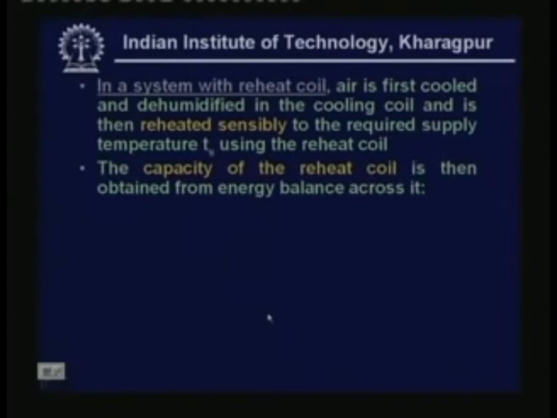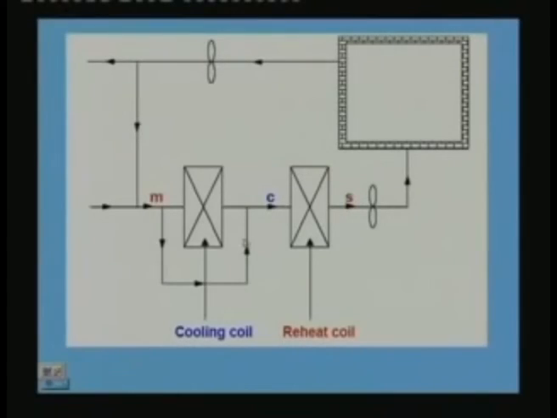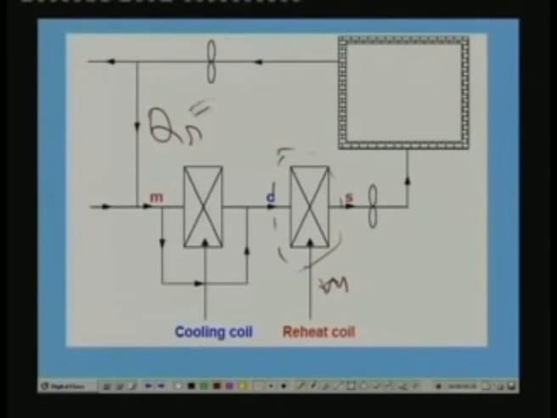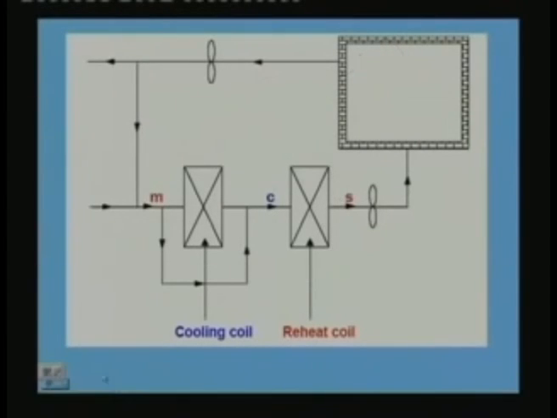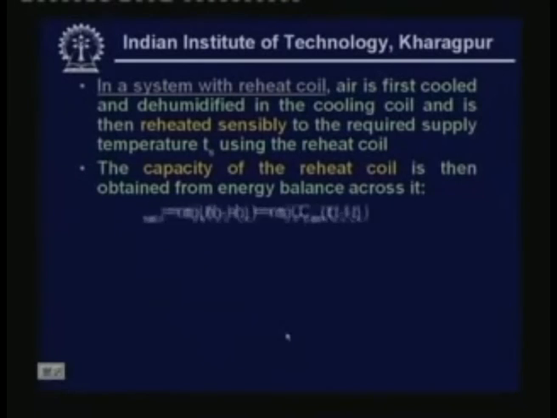And we have to find out now the capacity of the reheat coil. The capacity of the reheat coil is obtained from energy balance across the coil. Very simple. All that you have to do is take this as a control volume and perform the energy balance. From that you find that only sensible heat transfer is taking place. So the reheat coil capacity QR is equal to the mass flow rate of the supply air into the specific heat of the air multiplied by the temperature difference Ts minus Tc. So Q reheat is given by Ms into Hs minus Hc. Since this is a pure sensible heat transfer process, Hs minus Hc is written as Cpm into Ts minus Tc.